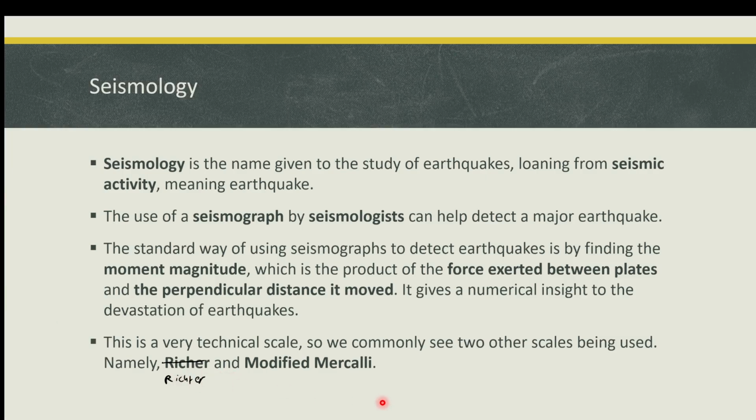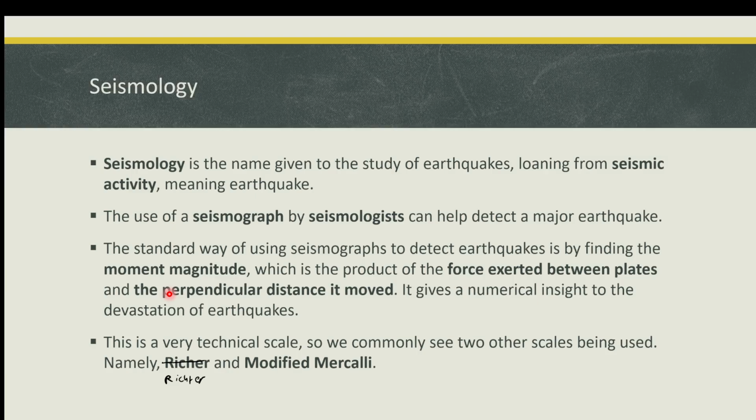So Richter and modified Mercalli were the old scales, most of the old scales. Richter is still used, and so is modified Mercalli. But the actual scale that we use is called moment magnitude. Now, if you do physics, you don't have to worry too much about this definition.